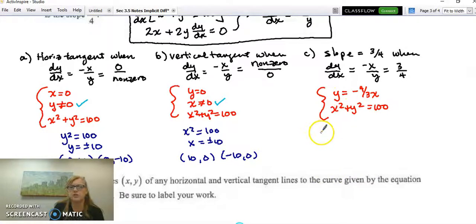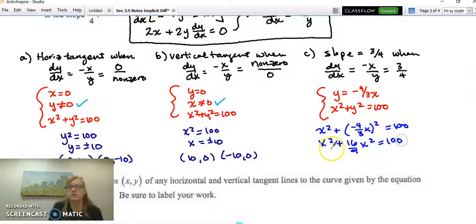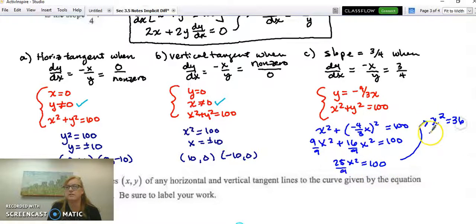Let's do substitution. So we would have x squared plus negative 4/3 x squared equals 100. Let's see, x squared plus 16/9 x squared equals 100. Combine these together, 9/9, common denominator, 25x squared over 9 equals 100. Just come up here. Multiply by 9, divide by 25, x squared would equal 36. X equals plus or minus 6.